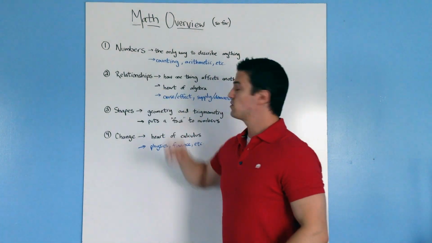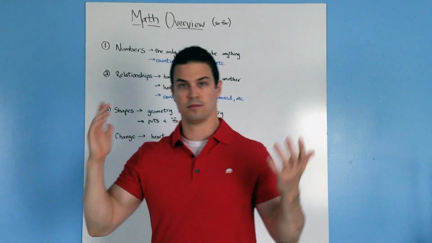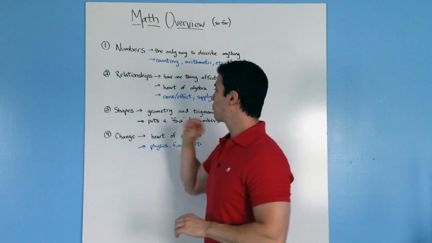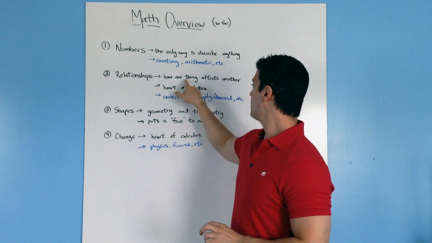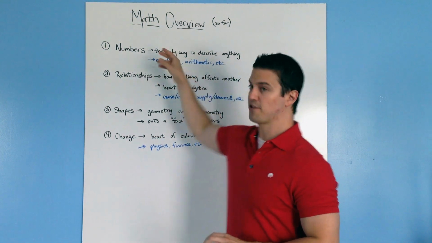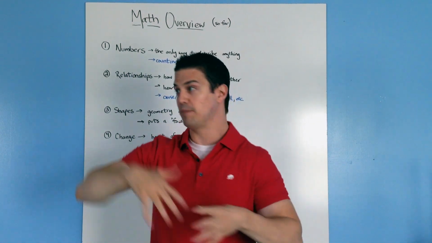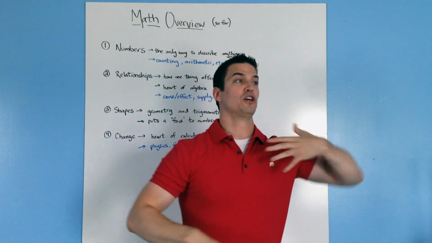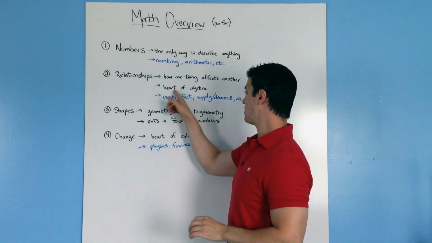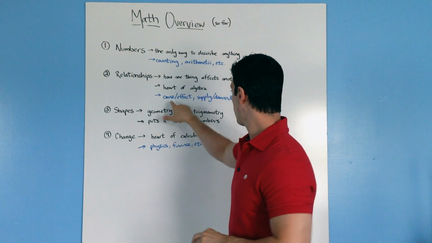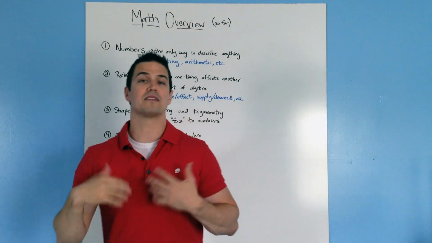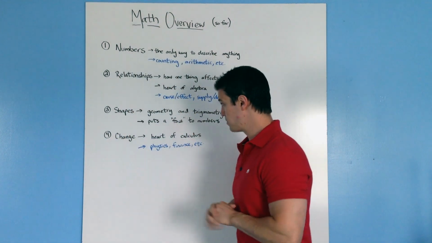Okay? Next, toward the end of middle school, or sometime in middle school, you end up going over relationships. Okay? How one of these numbers affects another number. Okay? You're changing x, what happens to y? If you input x into a function, what happens to y? Okay? This is basically the heart of algebra. Okay? Cause and effect, supply and demand are some examples of these relationships.